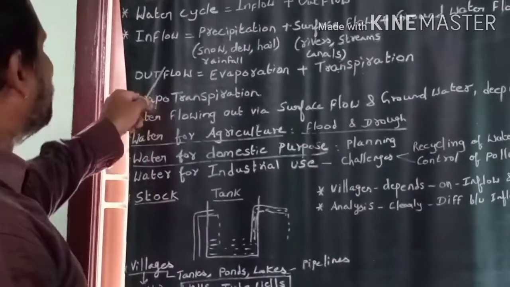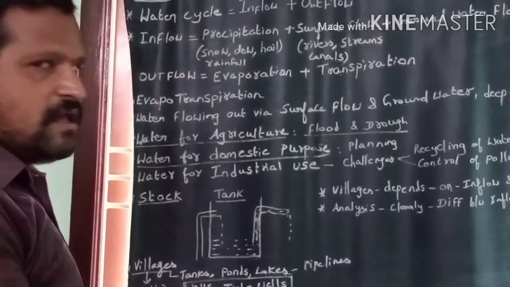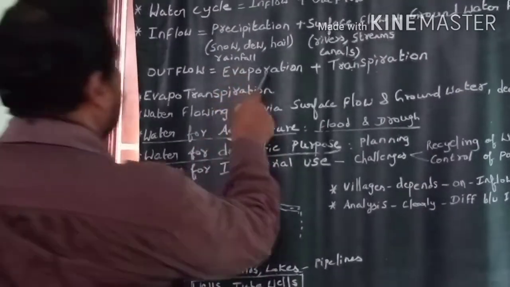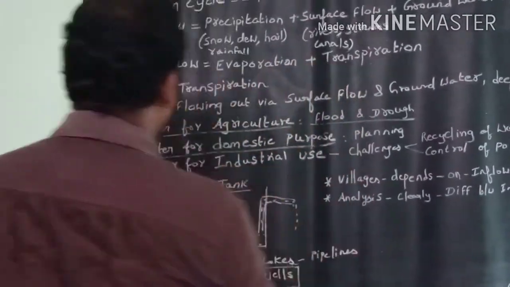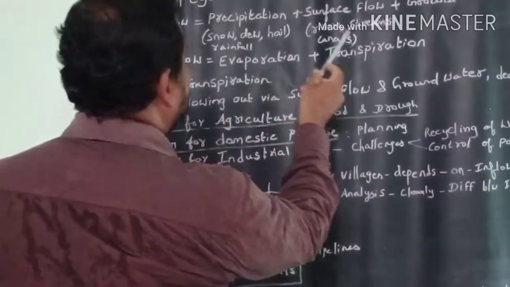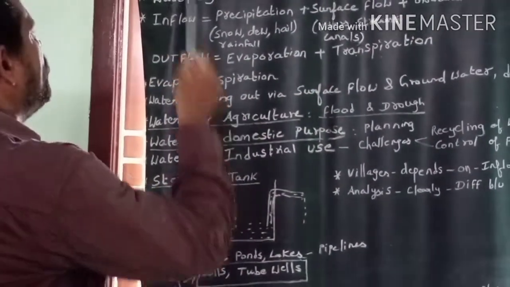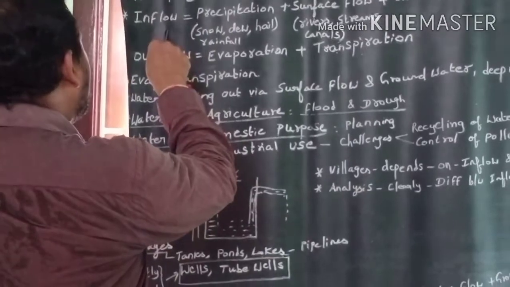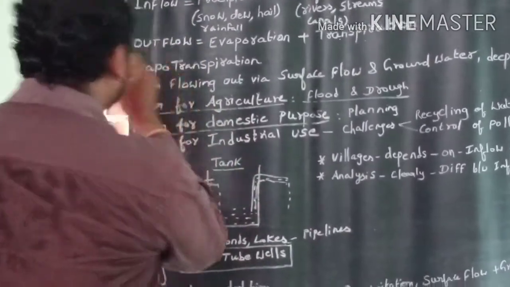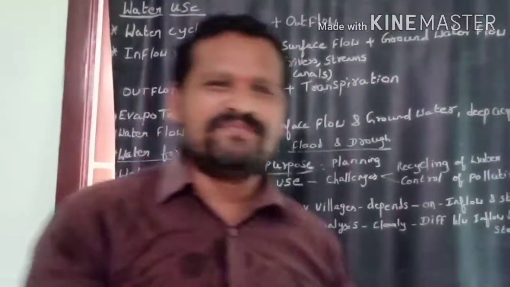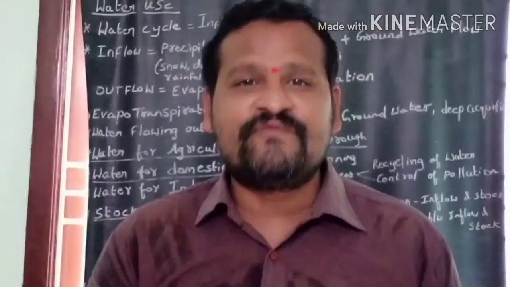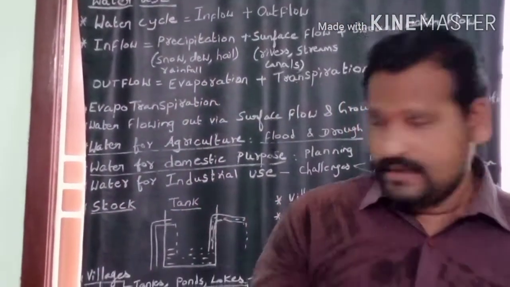To estimate the outflow of an area, we should estimate the evaporation and transpiration process. When we estimate the evaporation and transpiration, we get the outflow of an area. So when we estimate the inflow of an area and the outflow of an area, then we can estimate how much water is available in our region for us to use during the year.